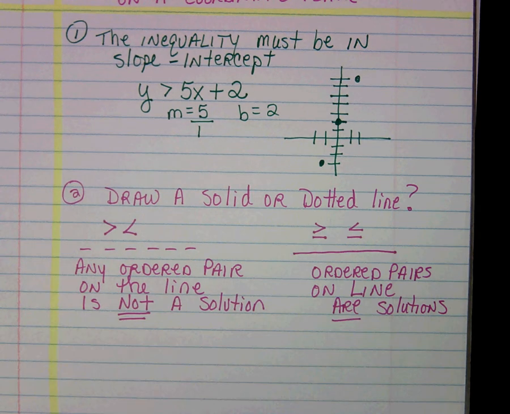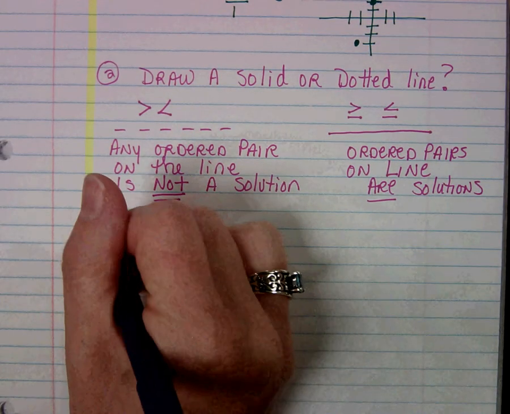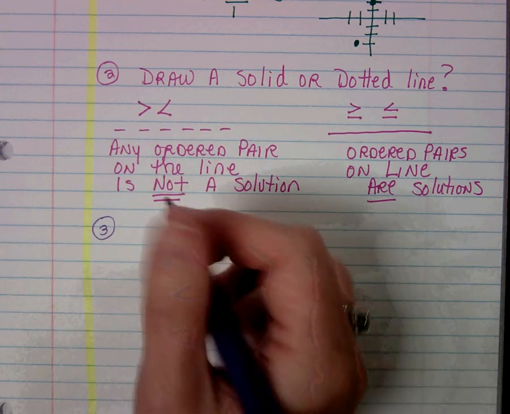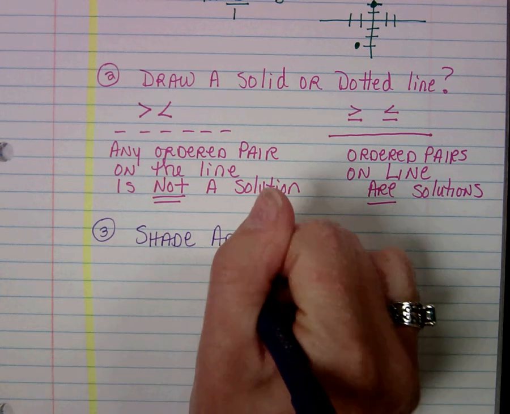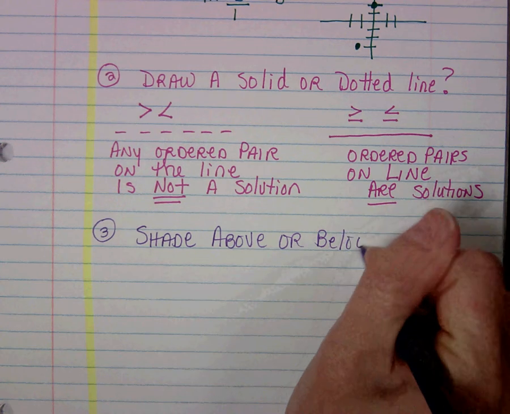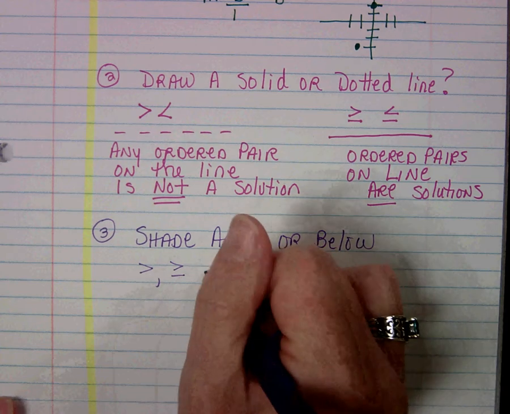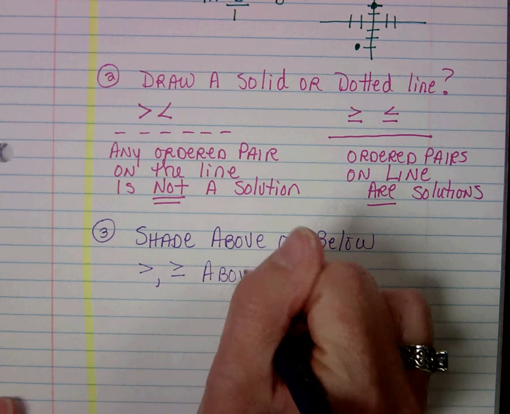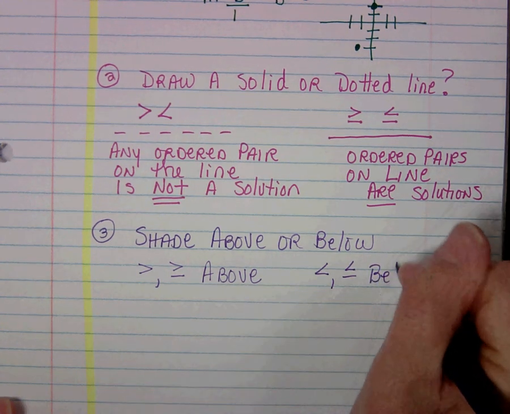So we have to have it in slope-intercept form. We have to decide, are we going to connect our points with a solid or dotted line? And then the third thing, just like on a number line, is we need to shade. We're either going to shade above or below the line in most of the cases. If we have greater than or equal to, obviously we shade above the line. If we have less than or equal to, we shade below the line.